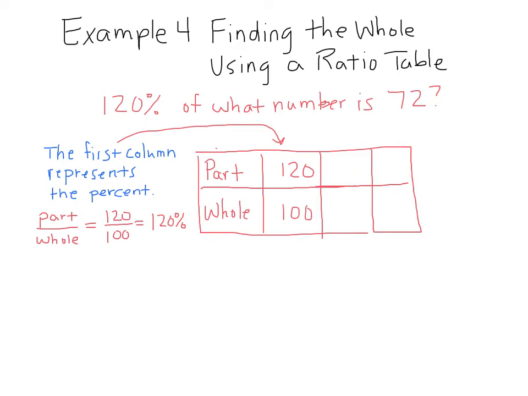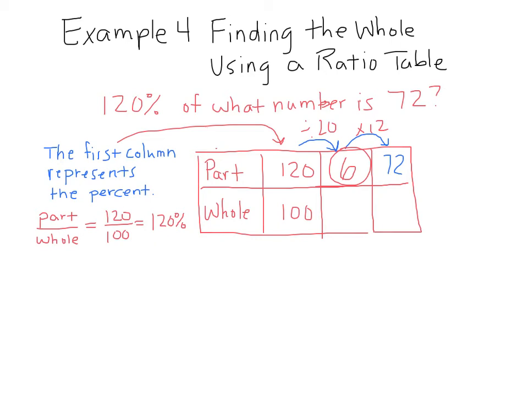The first column represents the percent. So basically, part over whole equals 120 over 100, which equals 120%. So the next thing that you need to do is start filling in what we know. Well, we know part of that number is 72. So again, we've got information. How do we get from here to here and then here to here with a number that makes the most sense? Which number can go into both of those numbers so that we can get there? Once you do the work out, you should realize that if we divide that by 20, we can get 6, and then 6 times 12 equals 72. So 6 was a good number to use.